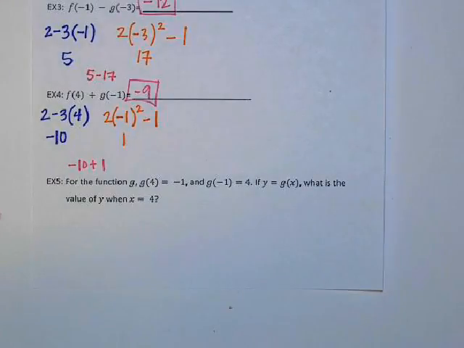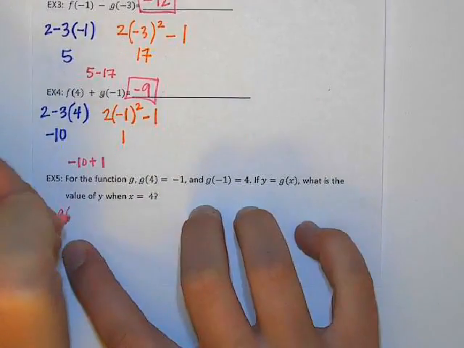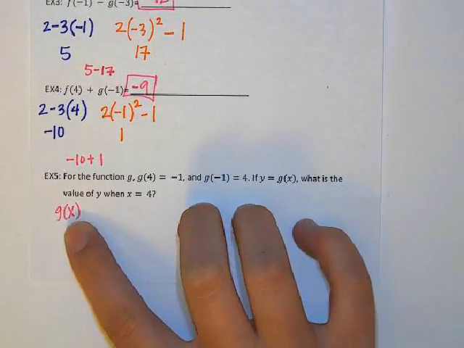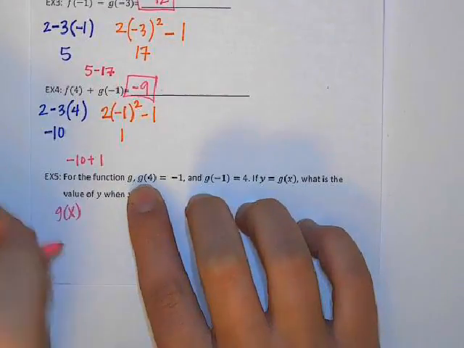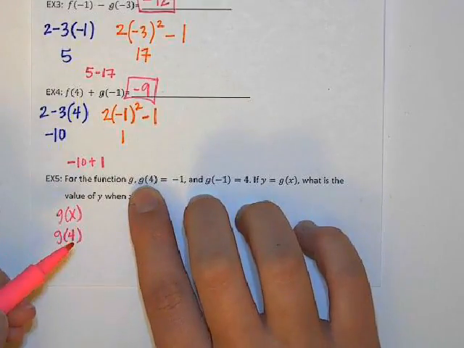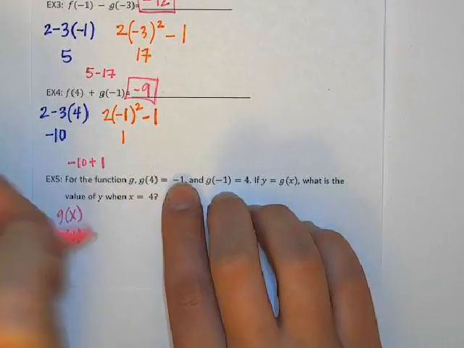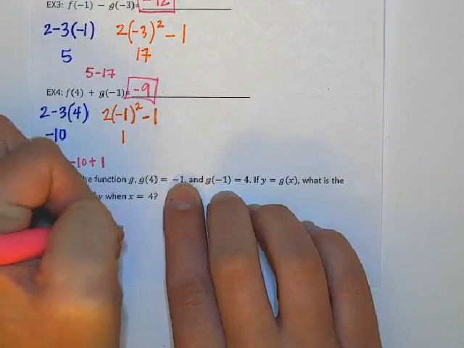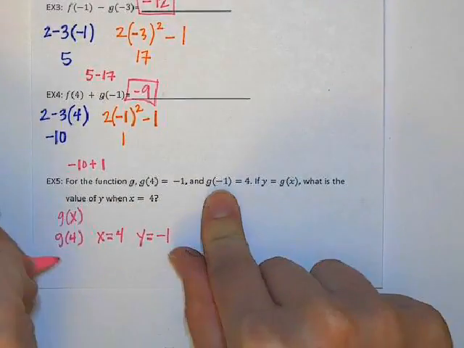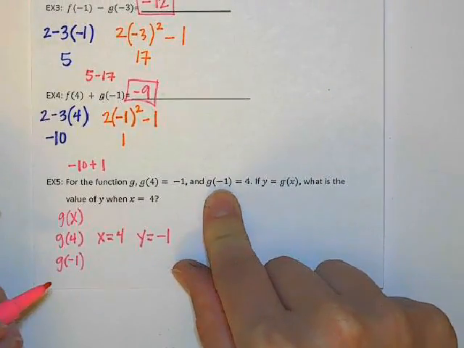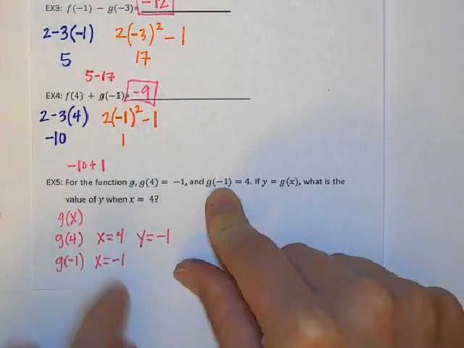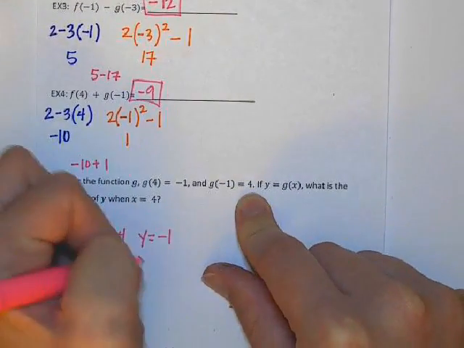Okay, so right here. So we're talking about g of x, right? I'm going to write this first thing here. G of 4. 4 is in the what spot? The x. And what is the y when x is 4? Negative 1. So when x equals 4, y equals negative 1. Okay, what about this one? G of negative 1. Negative 1's in the what spot? The x spot. So when x is negative 1, y is 4.